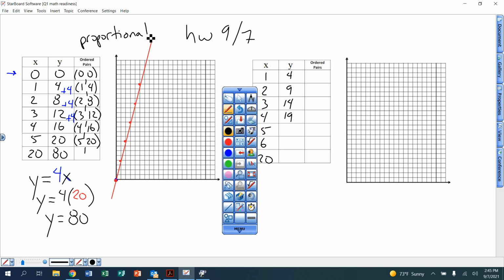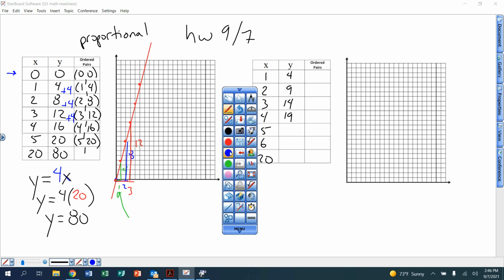That means this is going through the origin. That means it's growing proportionally. 1 to 4 is growing the same as 2 to 8, which is the same as 3 to 12. All those values are the same, growing proportionally. Second word is volleyball, volleyball.